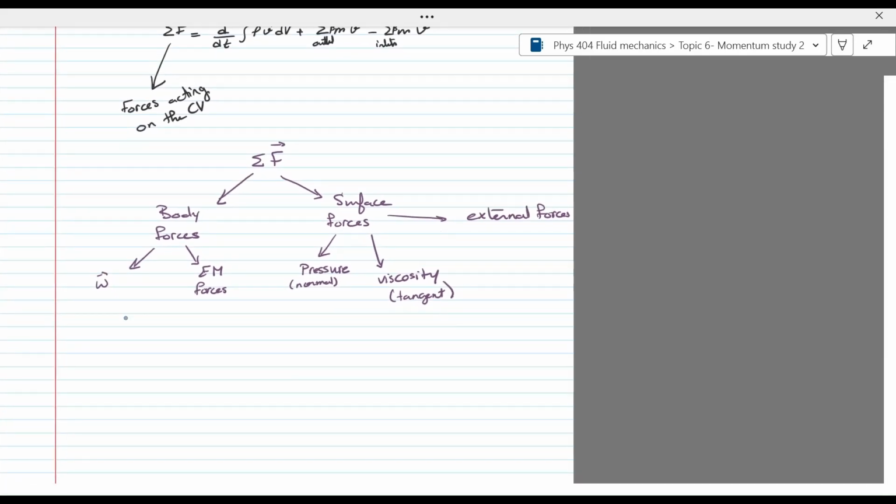So now our equation actually reduces to the body forces plus the pressure forces, plus the viscosity forces plus any other external forces that we have. And these will be equal to d by dt of the integral of rho v dV, plus the sum of beta m dot v over the outlets, minus the sum of beta m dot v over the inputs. That's now my final expression for the conservation of linear momentum in a control volume.